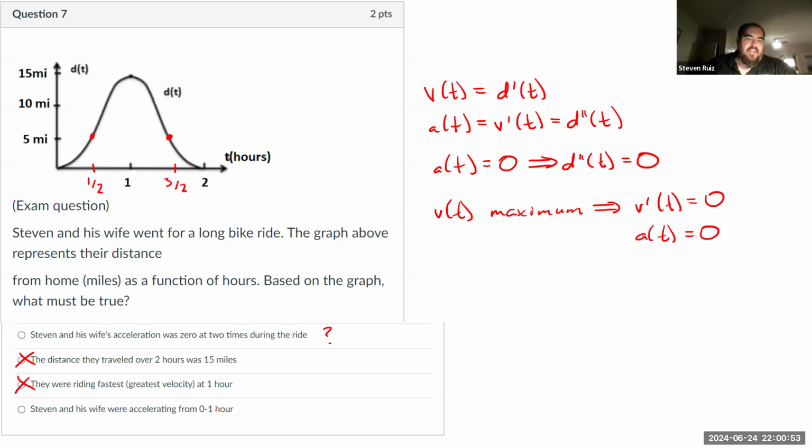Stephen and his wife were accelerating from 0 hours to 1 hour. Again, I think for the same reason we can't say that's true, because it looks like I have positive acceleration for the first half hour, but then for the 30 minutes after that, I have negative acceleration because it's concave down. So I think, again, we're going to go with A.